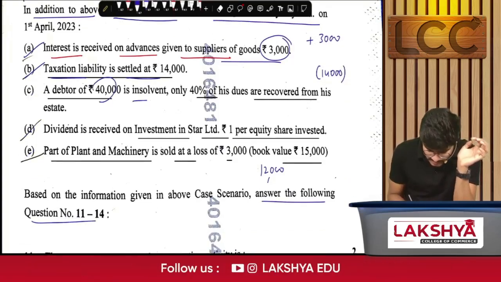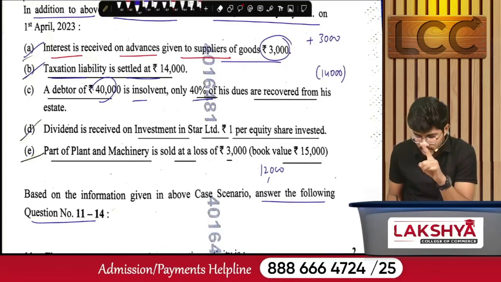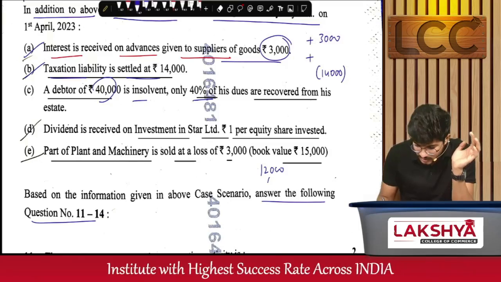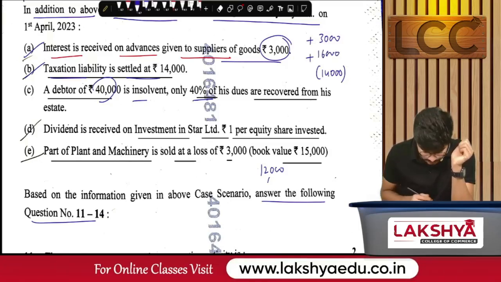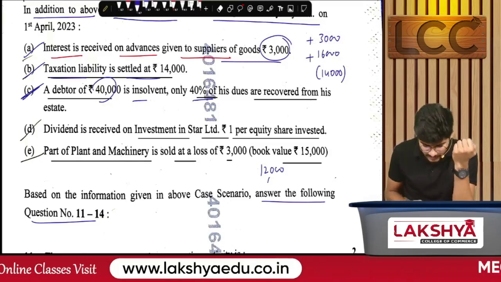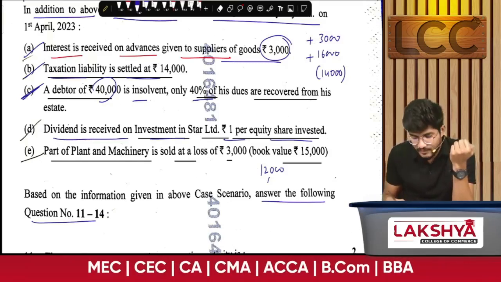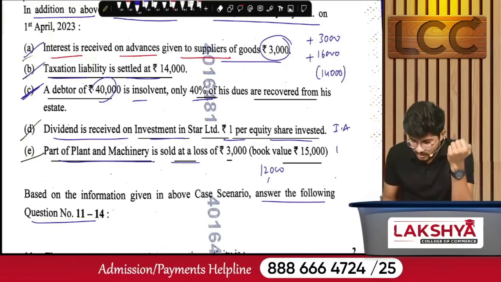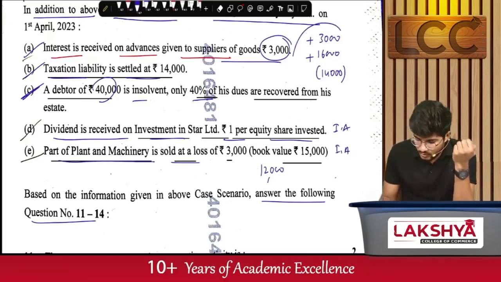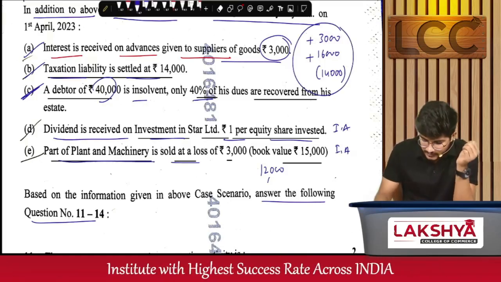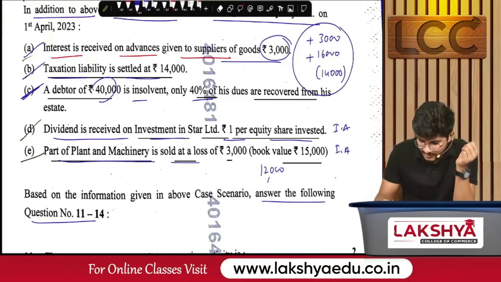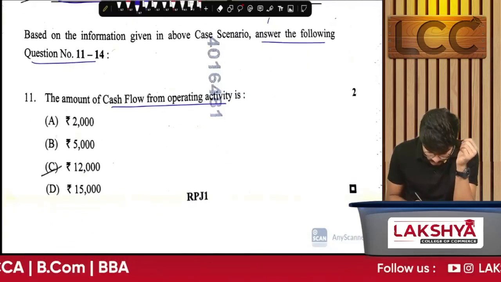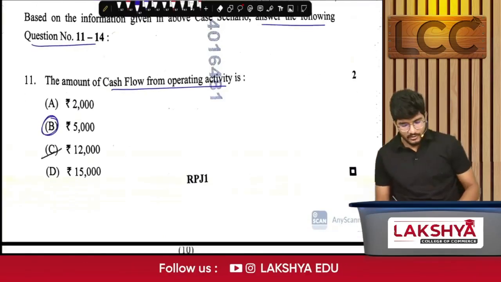And next, debtor 40,000 is insolvent, only 40% of his dues received from his estate. So 40,000 into 40%, 16,000, that is an inflow. Point C, that is also operating activity. Dividend received from investment, 1 per equity share invested, is an investing activity, not operating. And part of plant and machinery sold is also investing activity, right? So only these 3 items are covered under operating activity. So 16,000 plus 3,000, 19,000 minus 14,000. So cash flow from operating activity is only 5,000. So the correct option is B, 5,000.